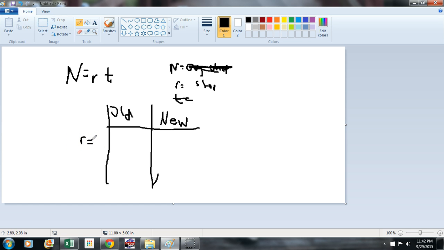So R, given to us in this problem, is the shoppers per minute who enter the store. For the old store, that is 3. And in the new one, it's telling us that an average of 90 shoppers per hour enter the store. Well, we're not interested in per hour. We're interested in how many per minute.